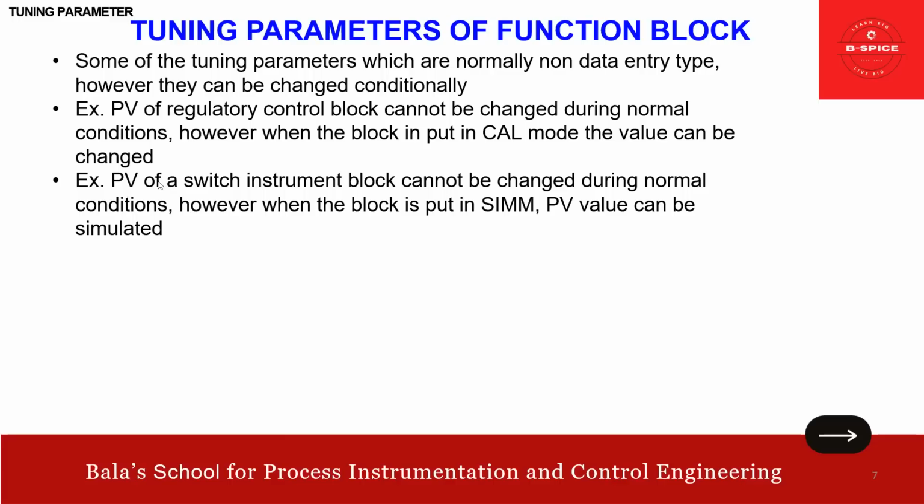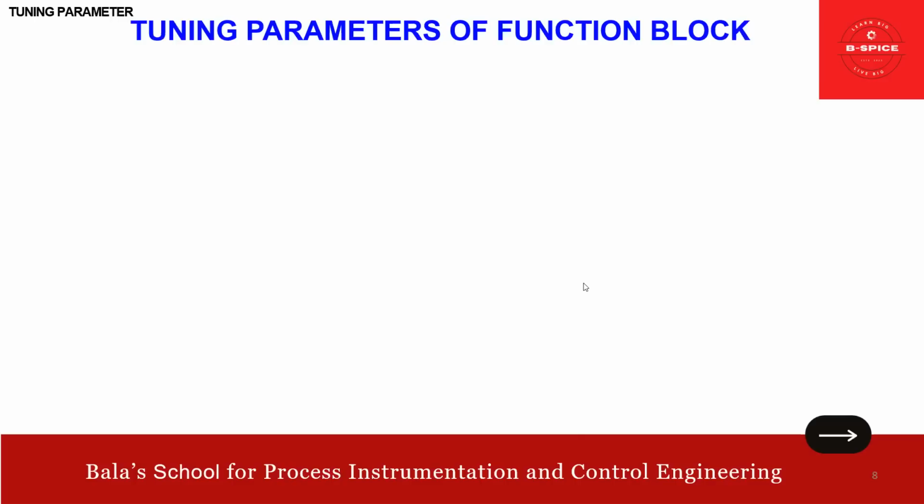And also the process variable of a switch instrument block. Now we are talking about switch. A switch instrument block is used to start, stop, monitor, and manipulate the status of various types of instruments. This switch instrument block PV cannot be changed during normal condition. However, when the block is put in sim, meaning simulation mode, this PV value can be simulated. So these are the exceptions. I hope this is clear.